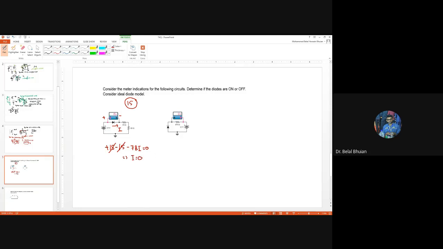So I is 0, what does that mean? The diode is in fact reverse bias. Reverse bias. Diode is in fact off. So what is the conduction state of the diode? Off. Looking into the value of this, we are asked to determine the conduction state of the diode. Diode is off.